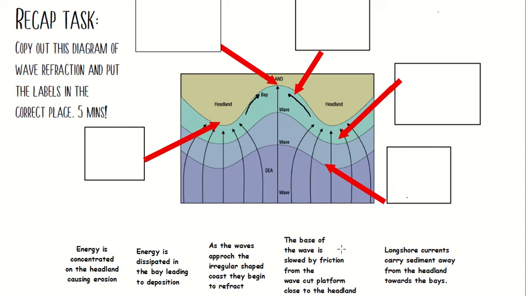And then the next one, the base of the wave is slowed by friction, goes above that here as it gets towards the headland. And then longshore currents, which is longshore drift, carry sediment away from the headland towards the bay up here. And then finally, energy is dissipated. That means spread out in the bay, leading to deposition. Okay.